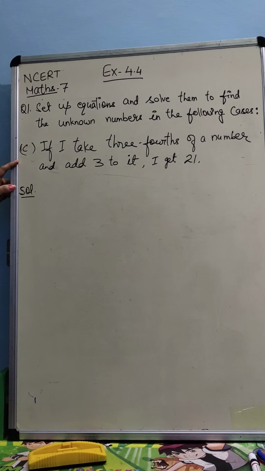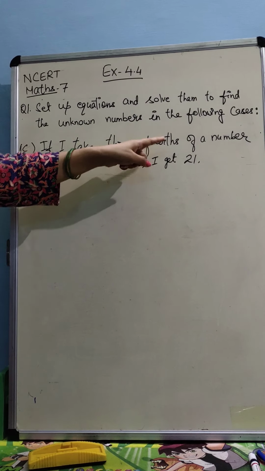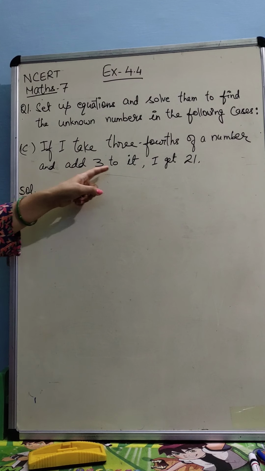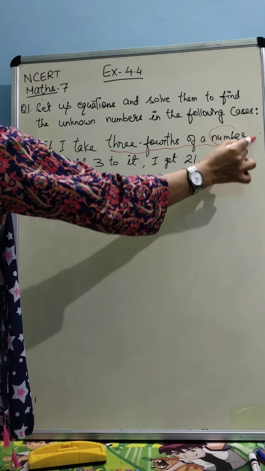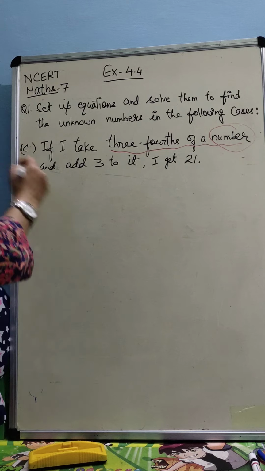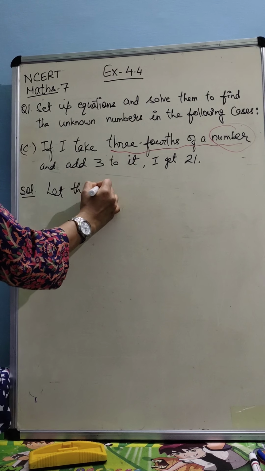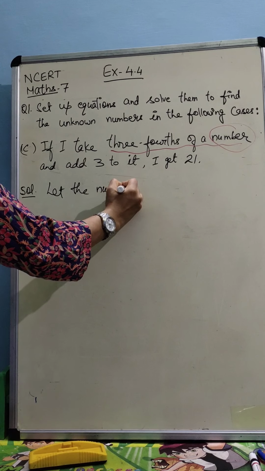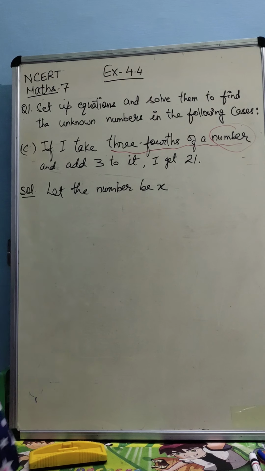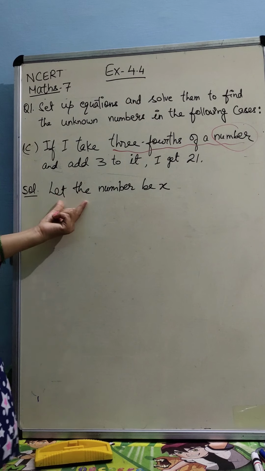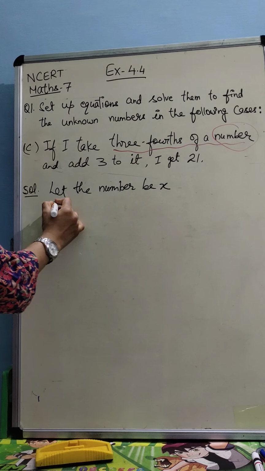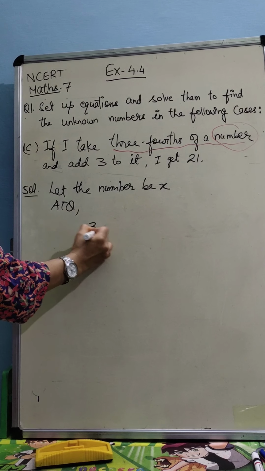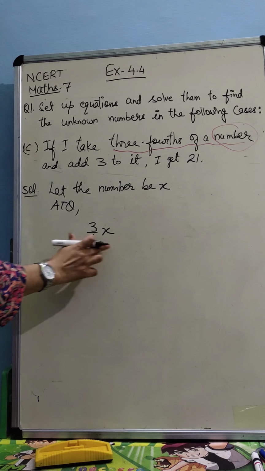Now students, the C part. If I take 3/4 of a number and add 3 to it, I get 21. 3/4 of a number. So number we will take as x. So let the number be x. 3/4 of a number. So let the number be x. Okay. Now 3/4 means, according to the question, 3/4 of the number means 3/4 x.